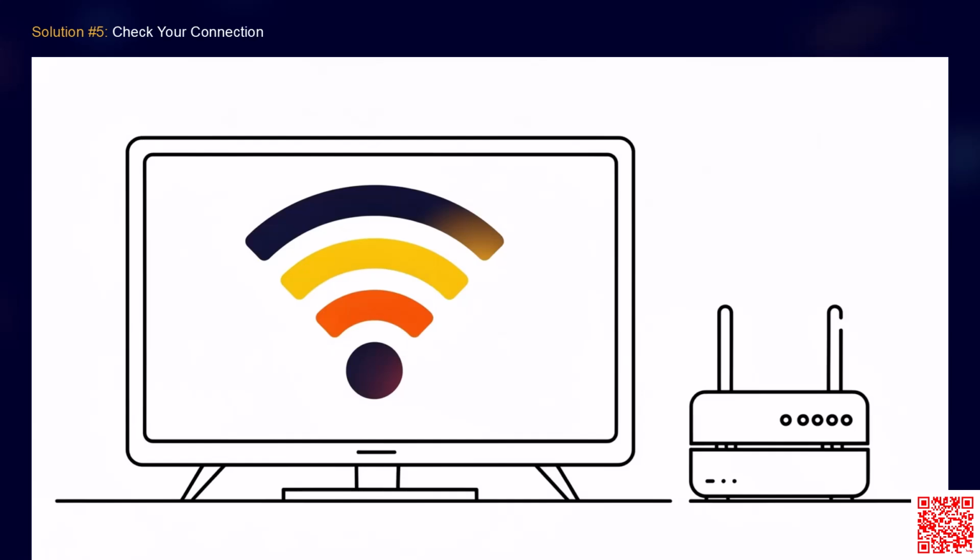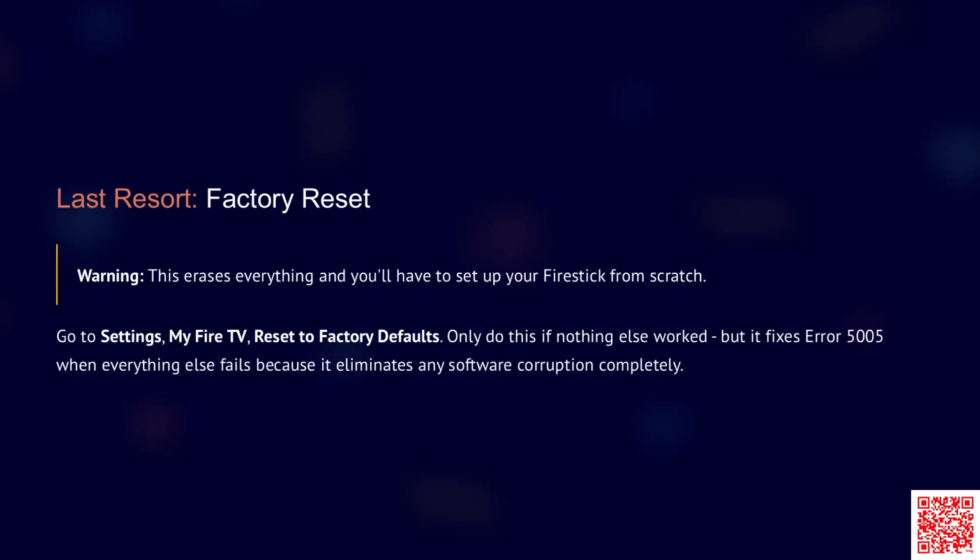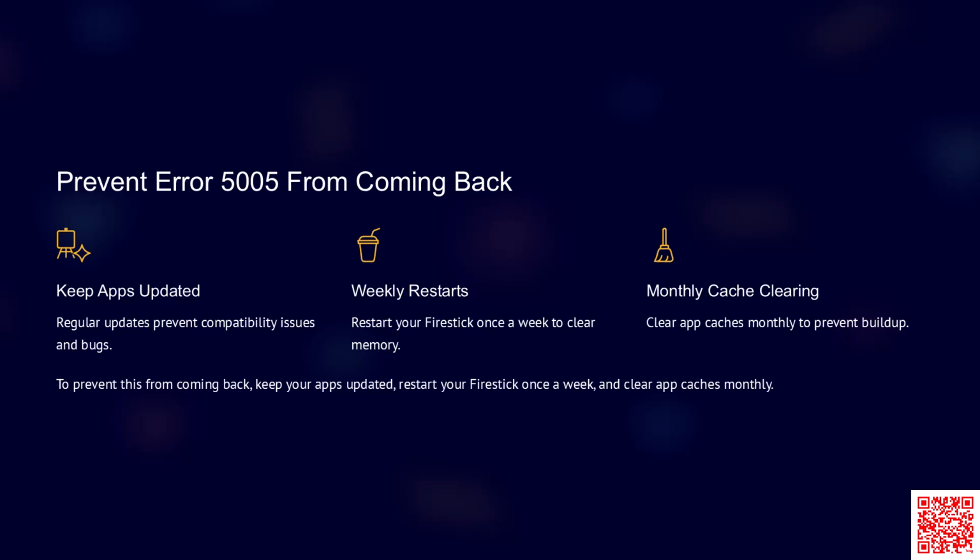Last resort is factory reset. This erases everything, and you'll have to set up your Fire Stick from scratch. Go to Settings, My Fire TV, reset to factory defaults. Only do this if nothing else worked, but it fixes error 5005 when everything else fails because it eliminates any software corruption completely. To prevent this from coming back, keep your apps updated, restart your Fire Stick once a week, and clear app caches monthly.